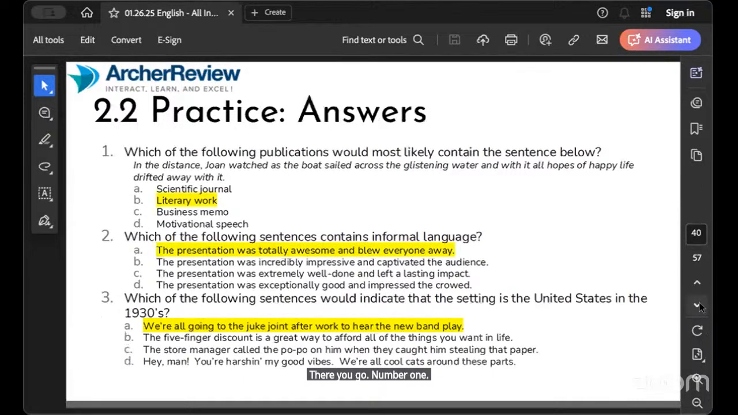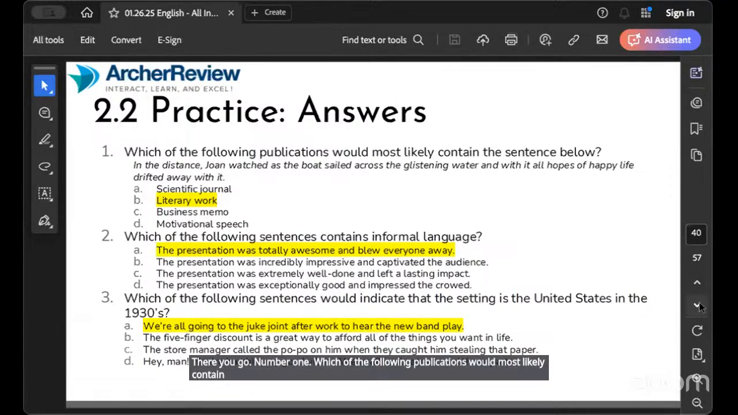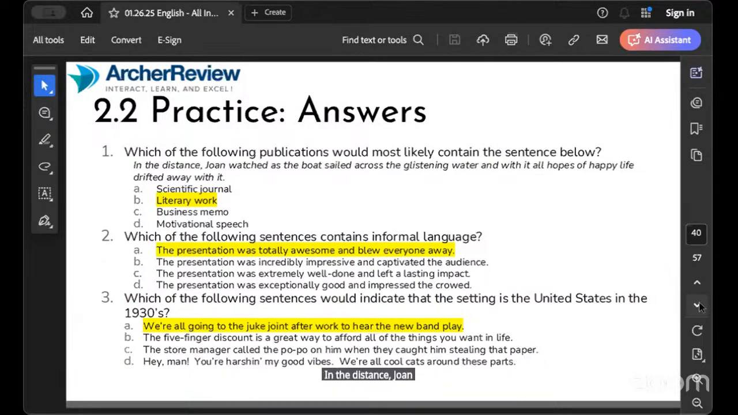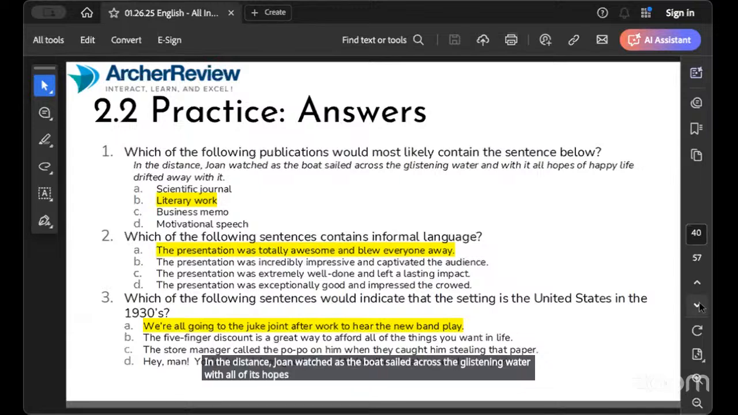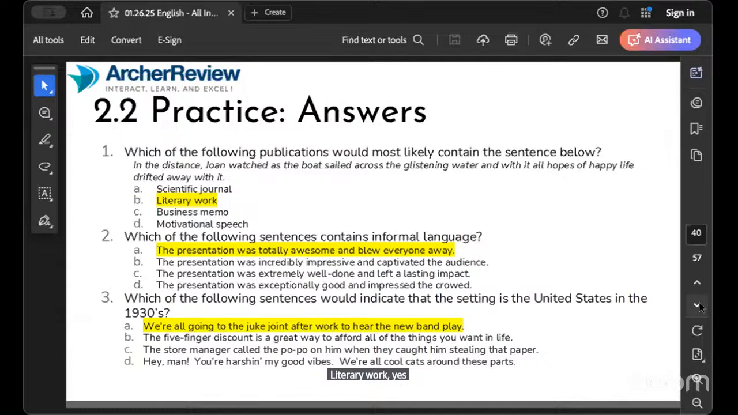Which of the following publications would most likely contain the sentence below? So this is where we're trying to think about, okay, where would we see this at? In the distance, Joan watched as the boat sailed across the glistening water, and with it, all of its hopes of a happy life drifted away. Oh, with it, that was very redundant. So we wouldn't really see that in a scientific journal. Literary work, yes, because look at how descriptive it is.